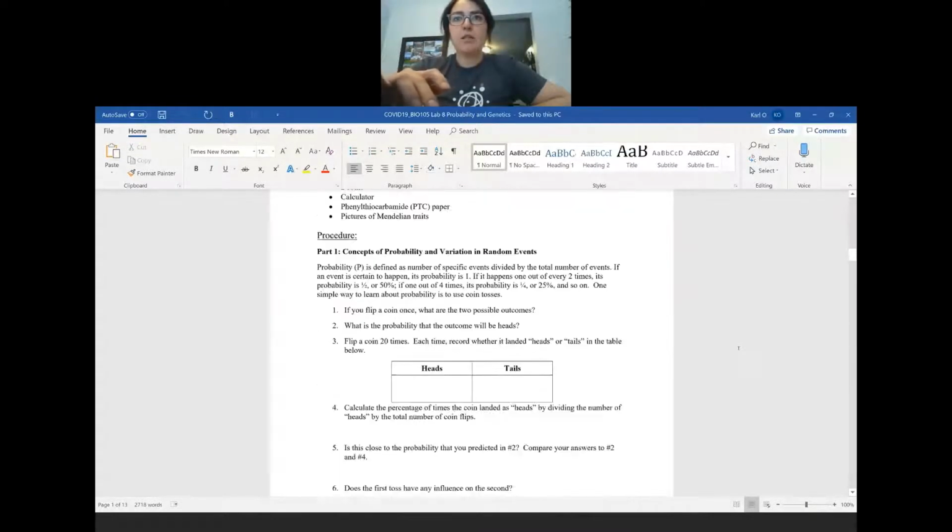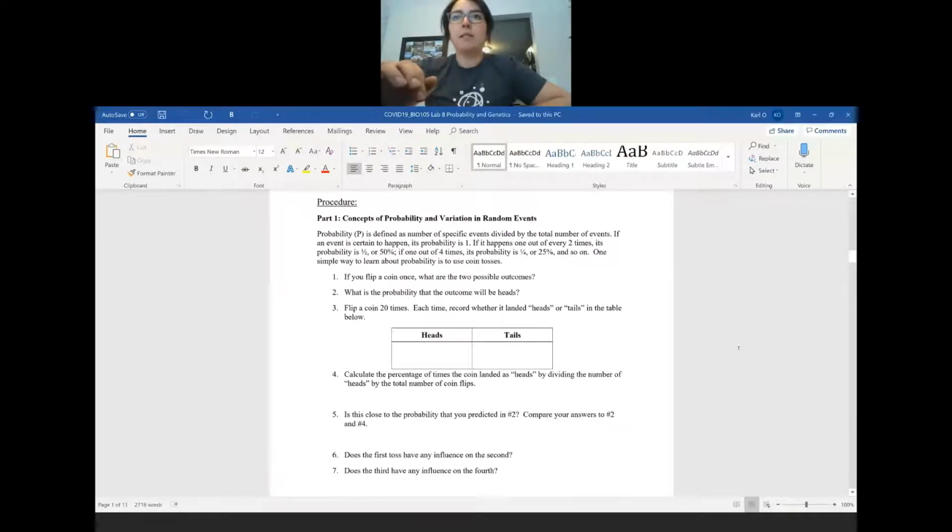The first part is just working with some probabilities. If you have a coin and you flip it one time, what are two possible outcomes that you're going to get? You're going to get heads or tails, right? Those are your two possible outcomes. What is the probability that the outcome will be heads? That's going to be 50%, right? You have an equal chance of getting a heads or a tails. One isn't more probable than the other, so it's a 50-50 chance there. 50% probability the outcome will be heads.